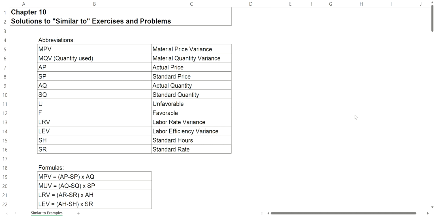Hello, this is Connie Belden, and in Chapter 10, we're going to take a look at variances for direct material, direct labor, and variable manufacturing overhead. Let's familiarize ourselves with some terms.